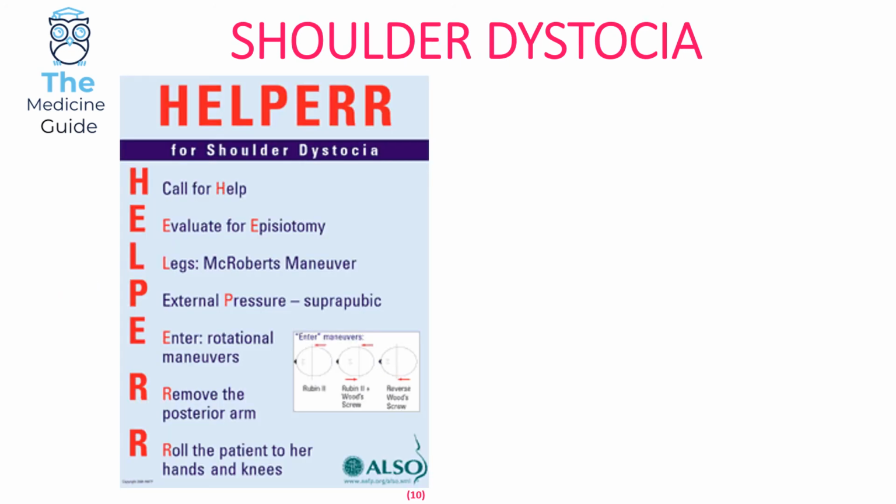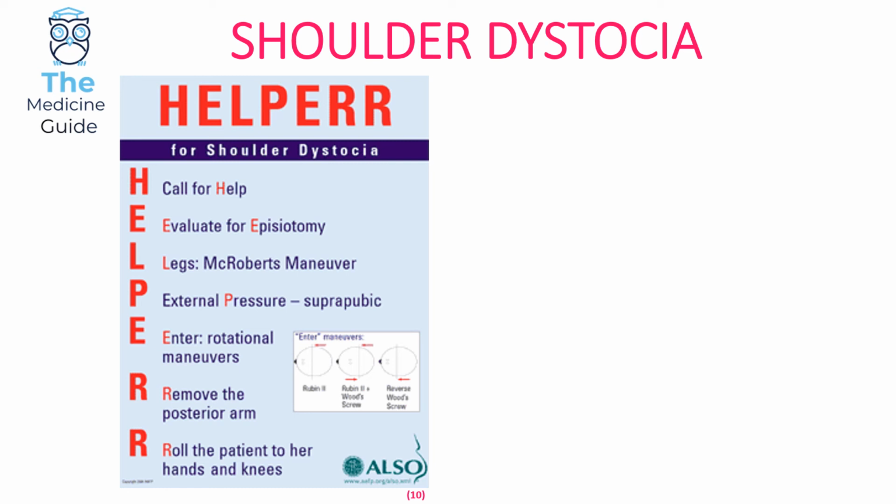So the management of shoulder dystocia is very important, and it's something that you need to be very confident in being able to manage in terms of your final exams. So the mnemonic that I use for shoulder dystocia is HELPER, so H, so call for help, because this is not a condition that you can manage by yourself. You will need a team of people to help support you in managing this patient.